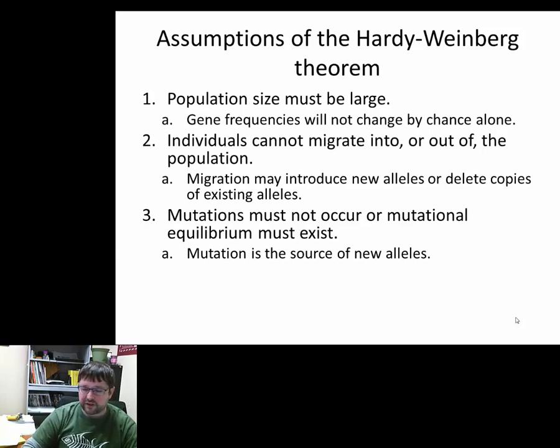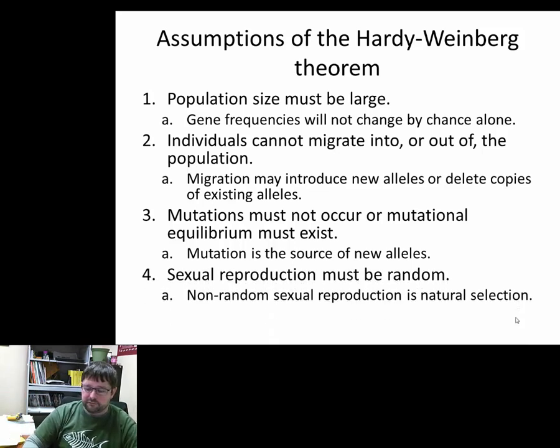Number 3, mutations cannot occur, or they have to occur at a very small rate, and they're not introducing new alleles. So a population cannot have new alleles coming into the population to change the frequency in any way.